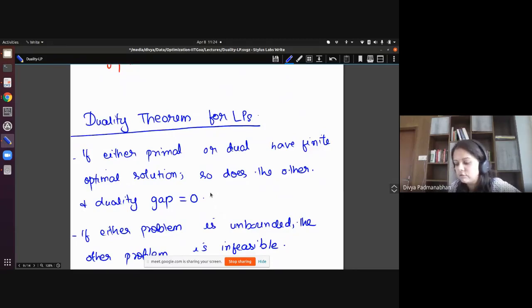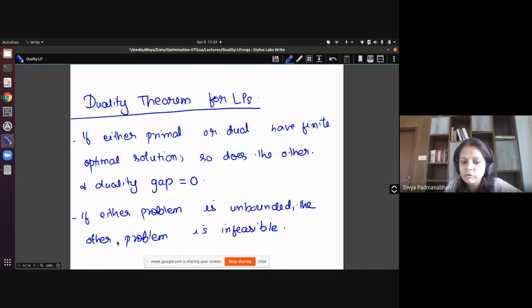What it's telling you is, if you can solve the dual in some efficient manner, then you already have the optimum value of the primal. So the dual is helping you in some sense to solve the primal. And if either problem is unbounded, the other is infeasible. This is just a consequence of the weak duality theorem, which we already saw.